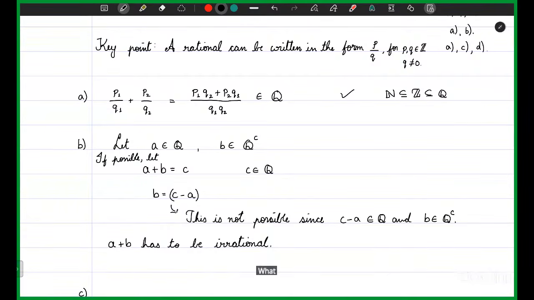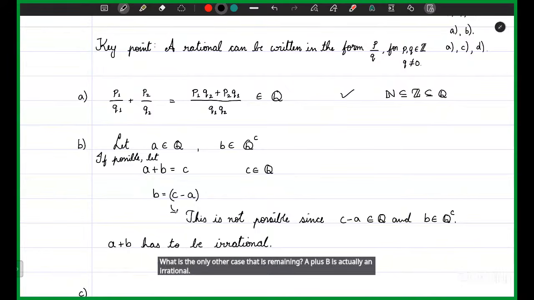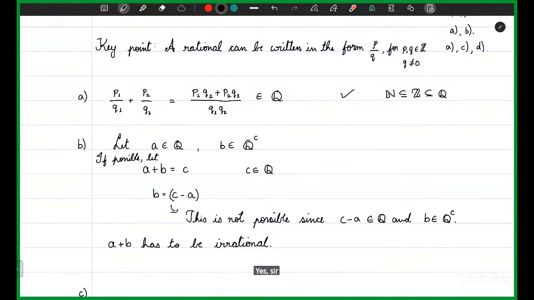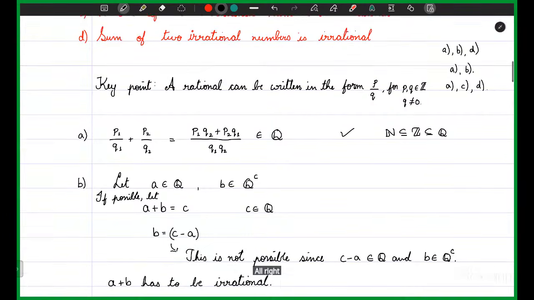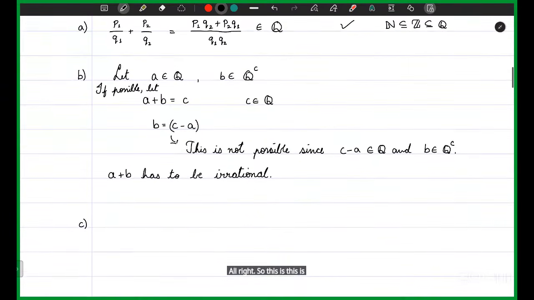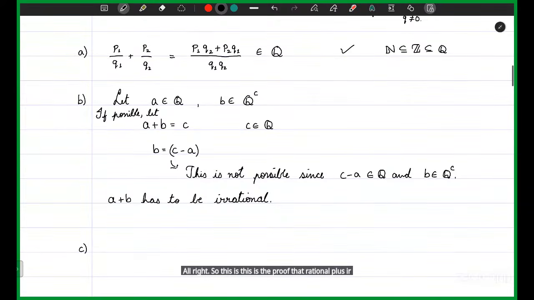What is the only other case that is remaining? A plus B is actually an irrational. So this is the proof that rational plus irrational is irrational.